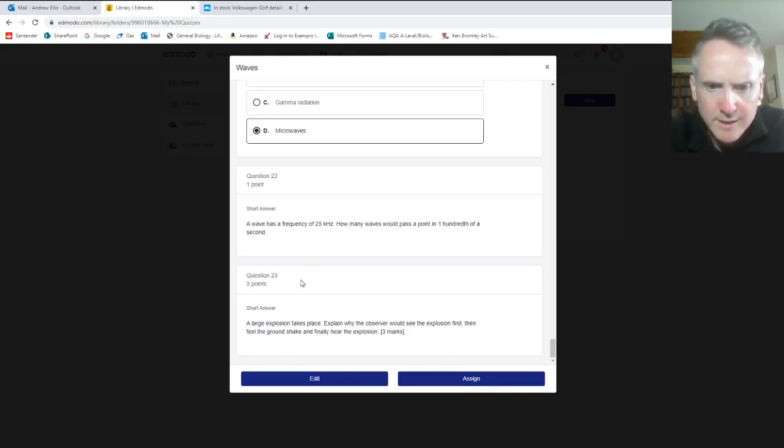And then the disappointing one was really the last one. A large explosion takes place. Explain why the observer would see the explosion first, then feel the ground shake and finally hear the explosion. It says explain. So a lot of you said light travels faster than sound, and that does get a mark. And then the ground is faster than the air. But you need to explain the answer and say that the particles are closer together in a solid, and therefore the sound waves travel faster through denser materials.